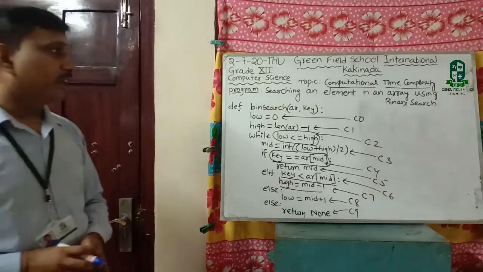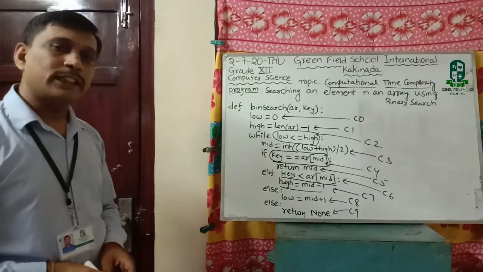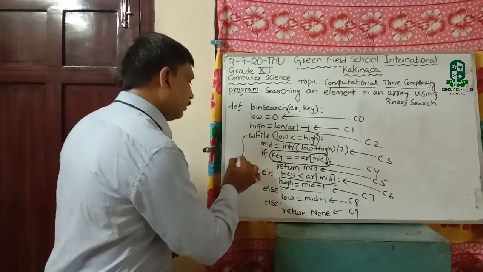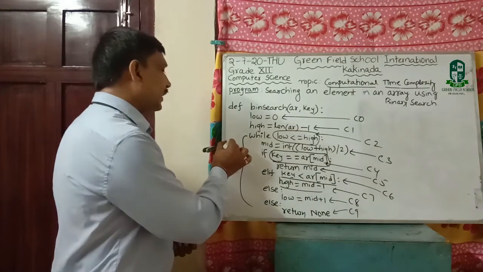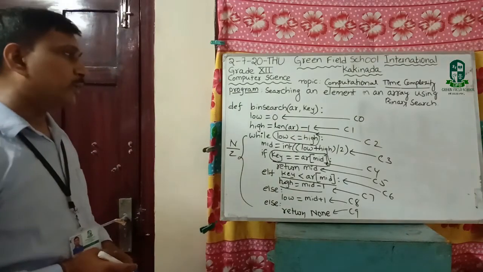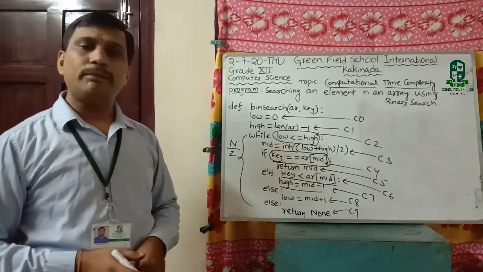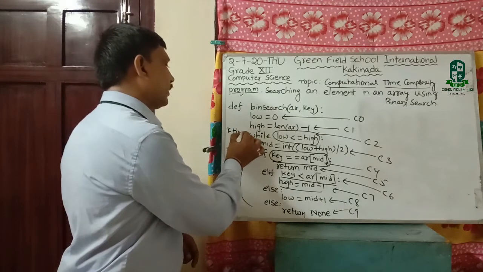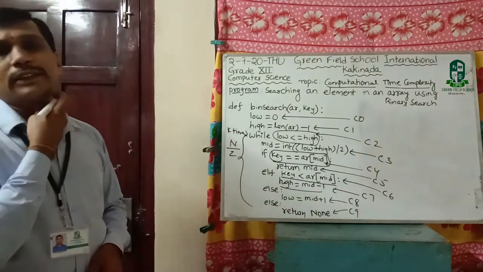See, when we assign constant times for each statement, this while loop continues for n by 2 times, which can be divided into n by 2 into k times. It repeats k times.